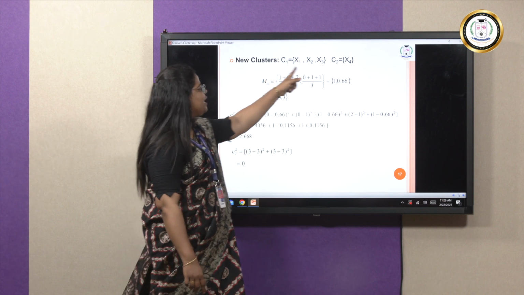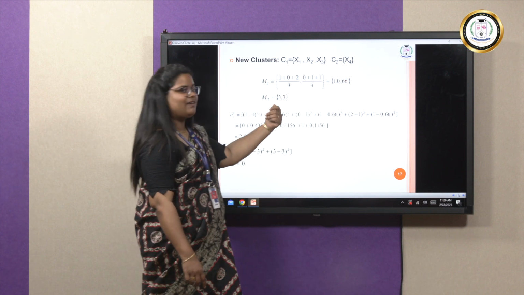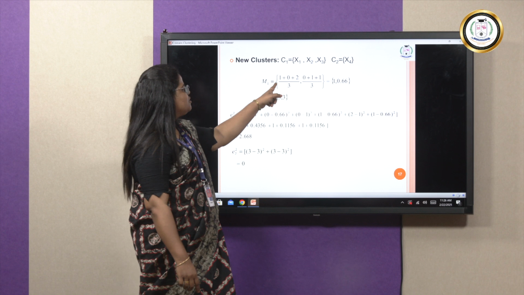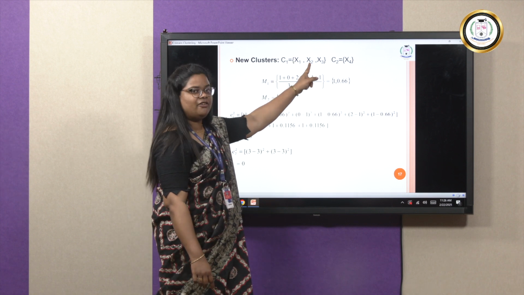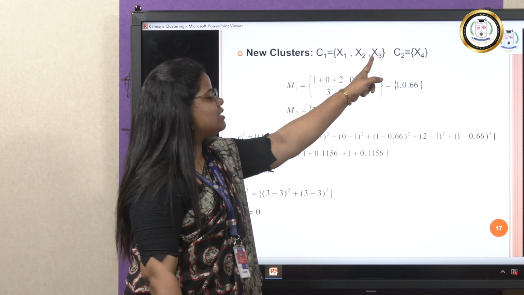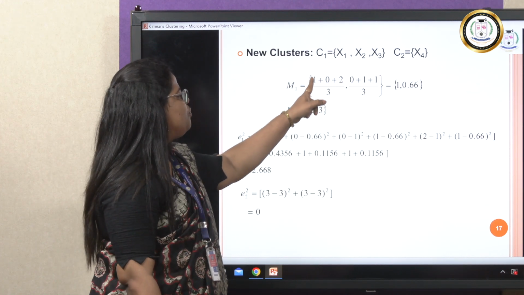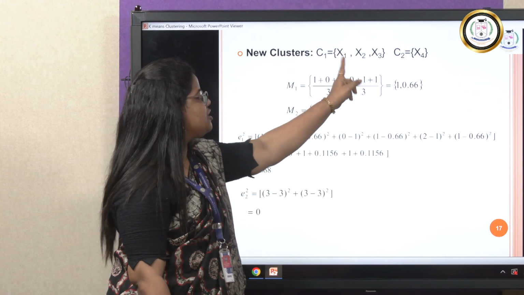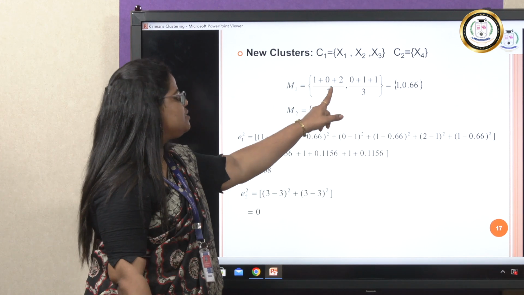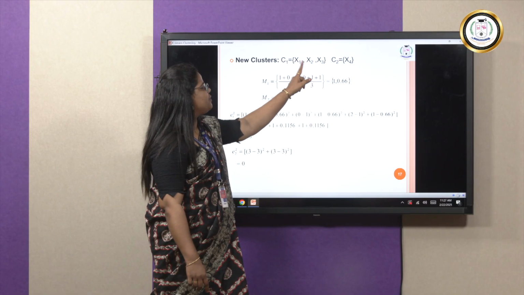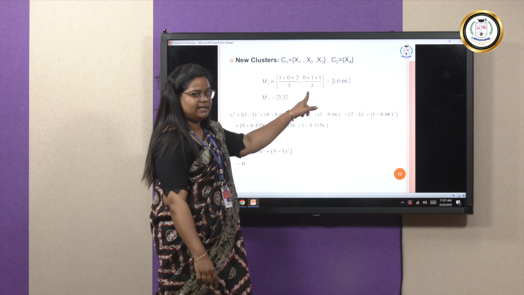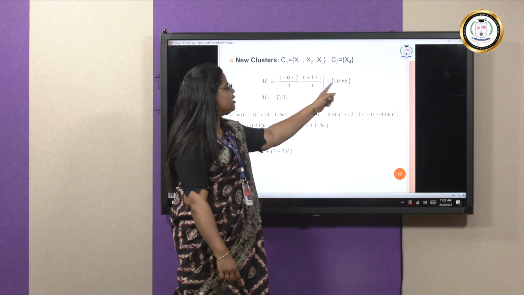You have to find out the mean for this and take the value for that. So (1, 0) was the value for x1, (0, 1) was the value for x2, and (2, 1) was the value for x3. So you take all the x values of x1, x2, x3: 1 plus 0 plus 2 divided by 3, and all the y values of x1, x2, x3: 0 plus 1 plus 1 divided by 3. So you will be getting (1, 0.66).